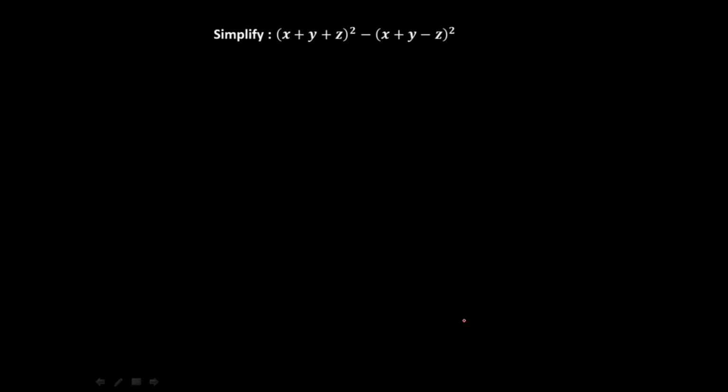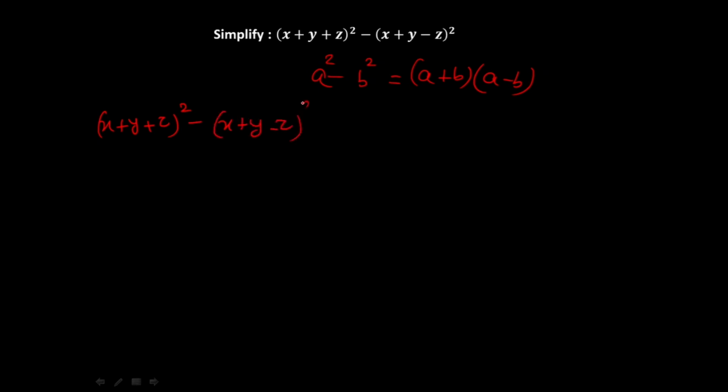The next question is simplify (x plus y plus z) whole squared minus (x plus y minus z) whole squared. So that's a very simple question. Maybe it will take hardly 2 or 3 lines. There is one identity we have learned: a squared minus b squared is nothing but (a plus b)(a minus b). So I assume this is a. Okay, first write the question here. The question is (x plus y plus z) whole squared minus (x plus y minus z) whole squared.